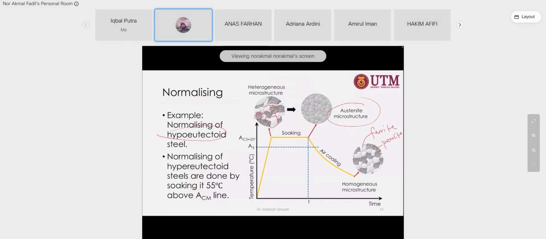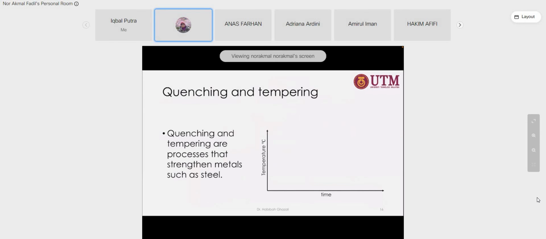Okay, for the hypereutectoid steel, the temperature is 55 degrees Celsius above ACM. Okay, ACM line. You can refer to the phase diagram. Right, quenching and tempering.